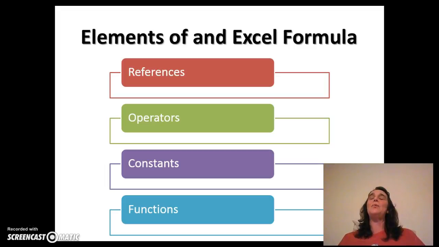Constants are anything that do not change. So if I'm multiplying something by 25% and that 25% is going to be standard throughout, then that is a constant. And then we have functions. And functions are predefined through Excel. They're calculations, so they require arguments. And so there is a specific syntax that is in place. When you type in a function, it gives you that syntax. It gives you the arguments that are required in order to put that input in there so Excel can give you the correct output.